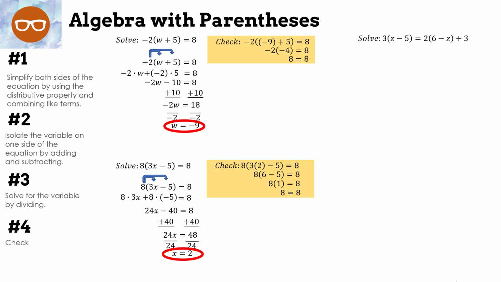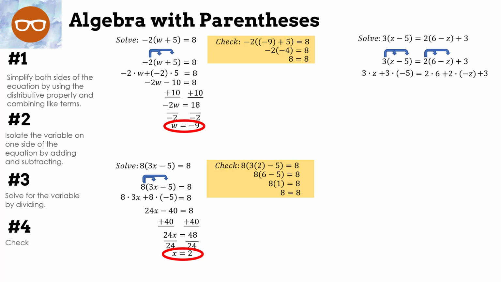Let's look at the last one. I have 3 times z minus 5 equals 2 times 6 minus z plus 3. We need to simplify, and it looks like we have the distributive property on both sides of our equal sign. I'm going to take 3 times z plus 3 times negative 5 equals 2 times 6 plus 2 times negative z, and then plus 3. I'm not taking 2 times 3 because 3 is not in the parentheses.